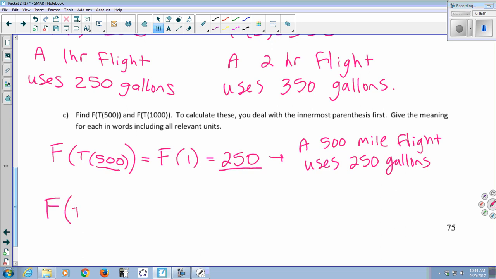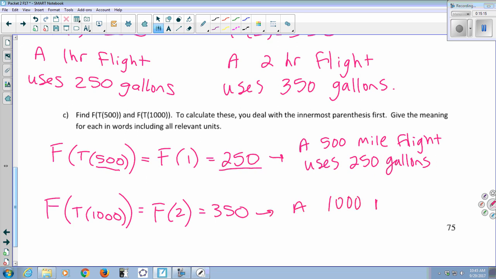So that means that f of t of 1,000 is f of 2, which we know is 350. And so what that says is that a 1,000-mile flight uses 350 gallons. The fact that it takes 2 hours is just an intermediate step in answering the question. You are given 1,000 miles and your answer is 350 gallons. 2 was just an intermediate step.